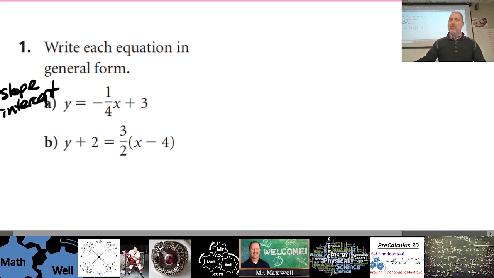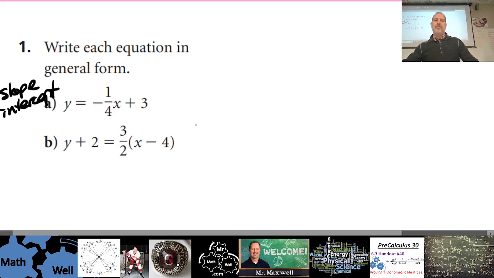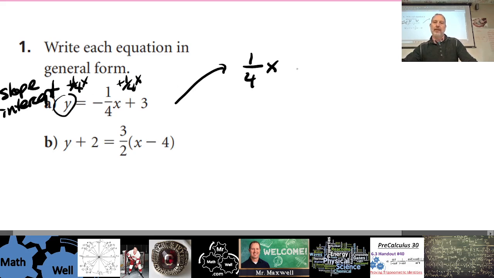So the first thing I'm going to do is get the x and the y and the constant all to the same side of the equation. I can easily move things over to the left side. So this is what I'm going to do first. I'm going to add 1/4 x to both sides, right? Because I want to get the x and y terms on this side. So I'm going to put 1/4 x, and then this is a plus y, right? That's a positive y, so I'll write plus y, equals 3. That's my first step.